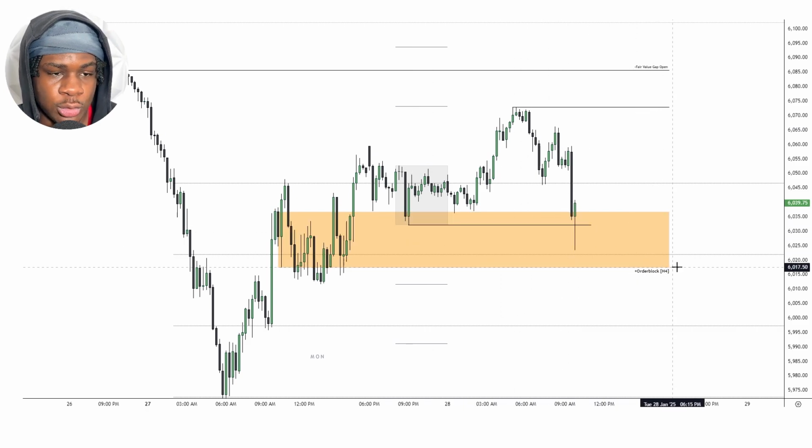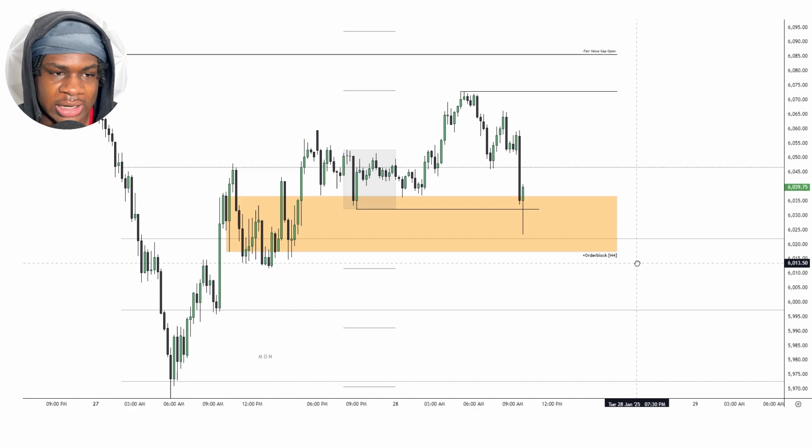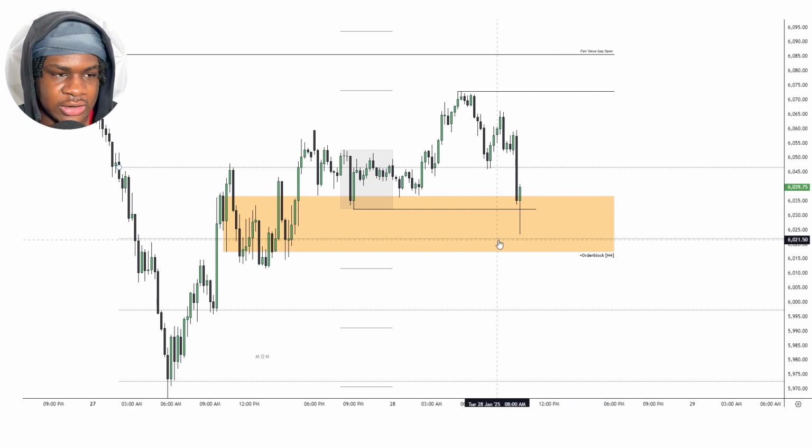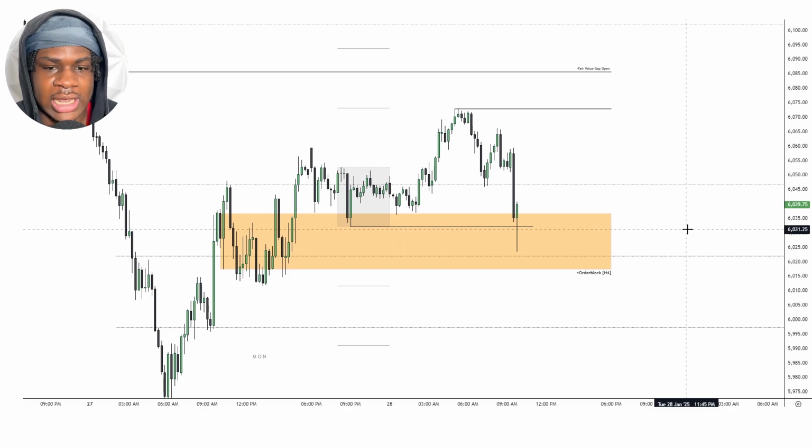Then we have this orange level, which is that 4-hour order block, and obviously this dotted line here, which is your 25% of that daily candlestick. The market is very algorithmic, and all of these points are very important when it comes to creating a daily bias. It's simply just identifying my higher time frame levels of resistance, identifying my higher time frame levels of support, as well as identifying my overall draw on liquidity.